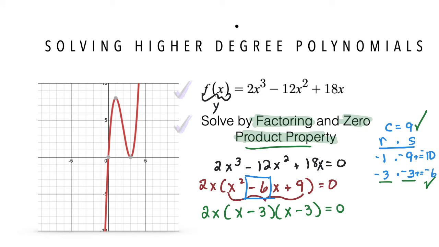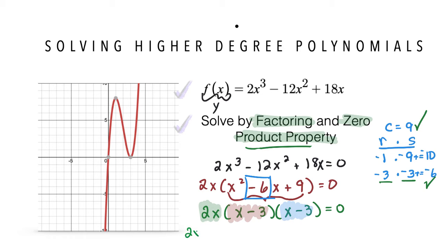And now we can actually use the zero product property. We've got three factors here. Factor 1 is 2x, factor 2 is x minus 3, and factor 3 is also x minus 3. To solve these, we just take each factor and set it equal to 0.